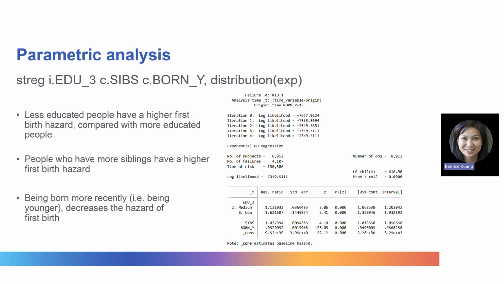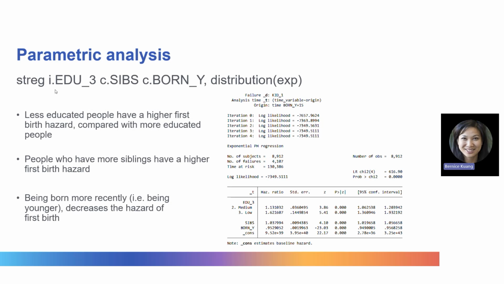So our regression here tells us a few things about what's associated with a higher hazard of giving birth. For example, like we saw in the Kaplan-Meier plot, the less educated people had a higher first birth hazard compared with more educated people. The highly educated are the reference group here, and for the less educated it's a 1.62 hazard ratio, and it's significant, so it's as expected. The low educated people have a hazard ratio of 1.62 in reference to highly educated people of having that first birth.